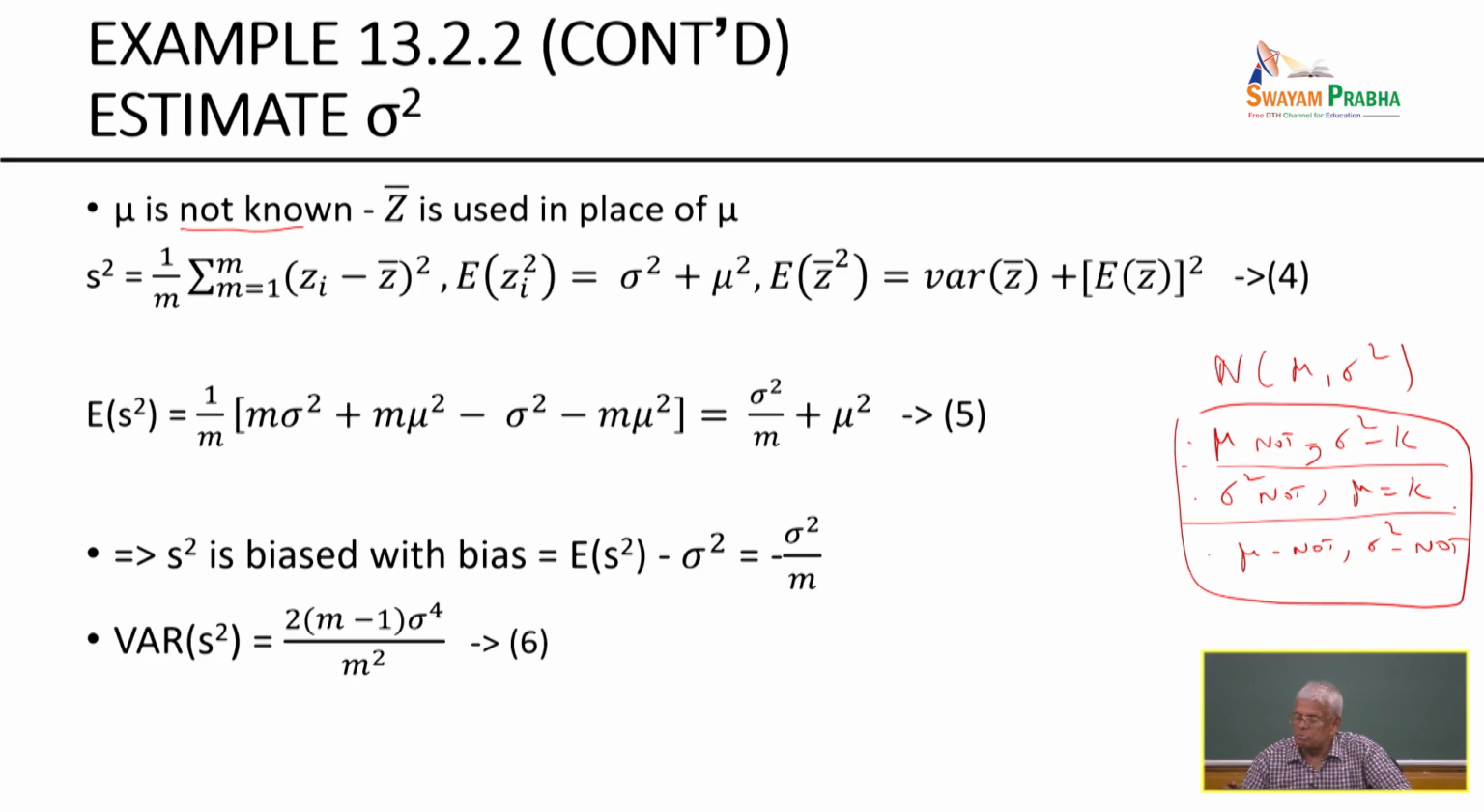Sigma square not known, mu known, that is the middle case where I have the variance not known. Here I have a general case where mu is not known, sigma square is not known. We are going to estimate both the mean and the variance.